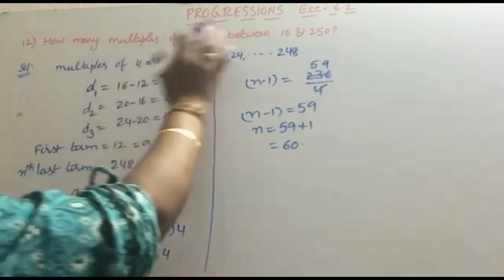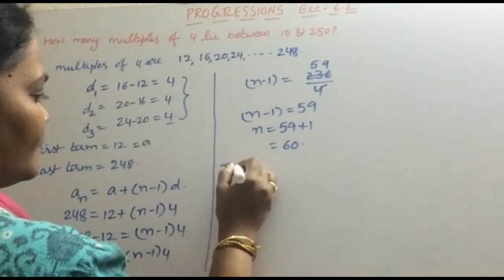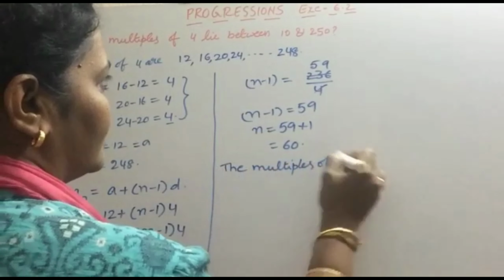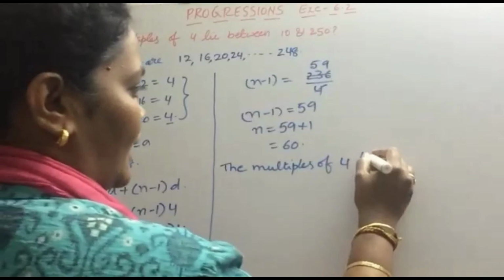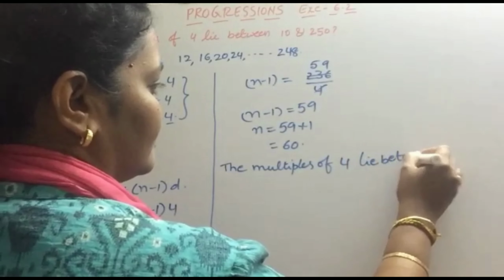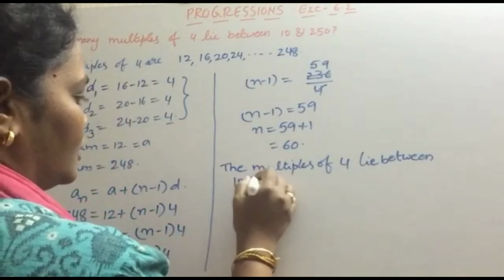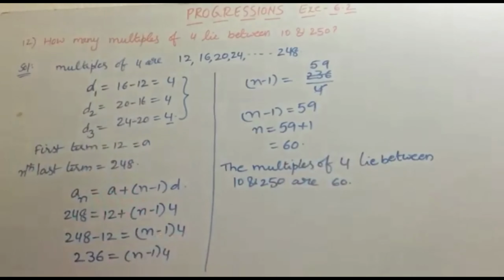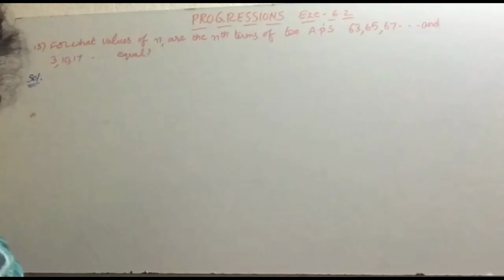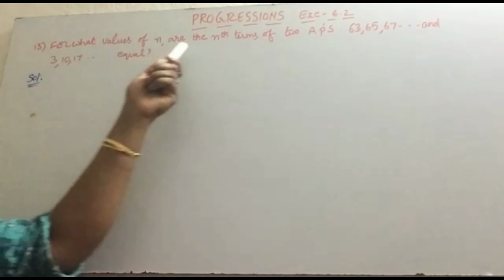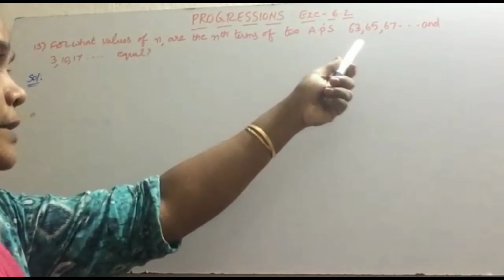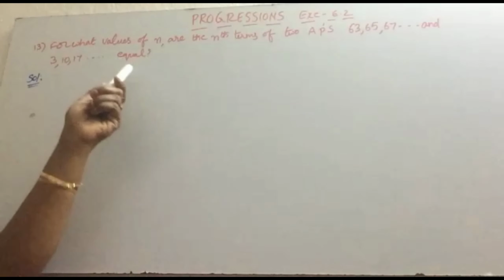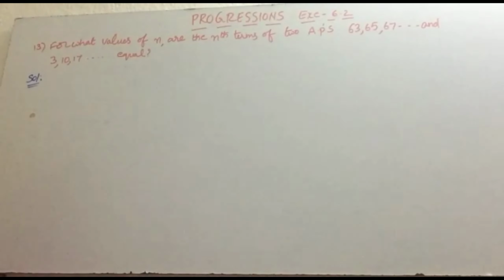So the multiples of 4 that lie between 10 and 250 are 60. Next problem. For what values of n are the nth terms of two APs, 63, 65, 67 and so on, and 3, 10, 17 and so on, equal?